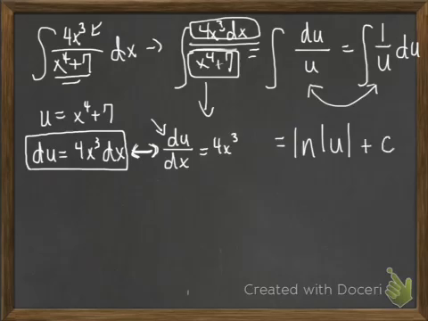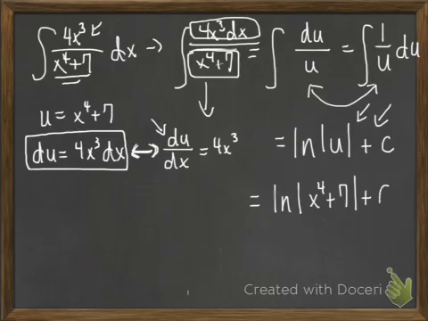Plus a constant. Now, this is the correct way of writing it, but we want to go ahead and resubstitute back in for any values that are left, such as u. So we have ln of the absolute value of x to the 4th plus 7, that's what u equals, plus c. And this is our correct answer.